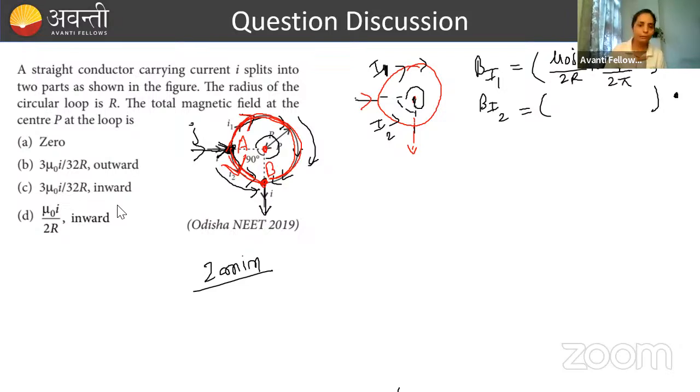Again, what will be the magnetic field at the center because of the second arc? Second arc में current क्या flow कर रहा है? I2, so mu naught I2 by 2R, θ2 by 2 pi. This is the value of the magnetic field, right? Now we need to calculate I1 and I2. So I1 and I2 we need to do very carefully.